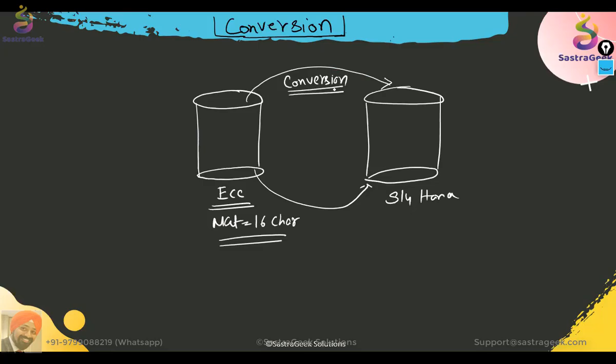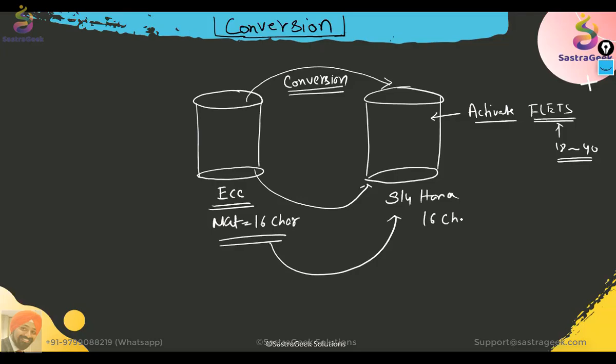Okay. Here you need to activate FLETS post conversion. That can increase your material length from 18 to 40. But during the conversion, whatever materials you have already created would be coming to your S4 HANA system with the 16 characters only. Your existing material will not automatically change from 16 characters to 40 characters.